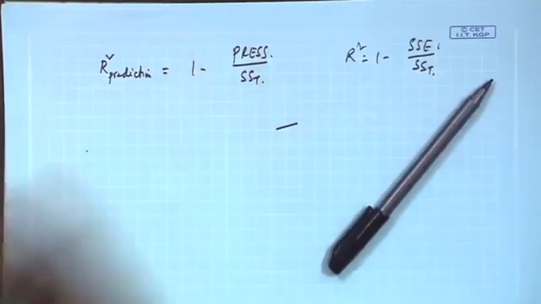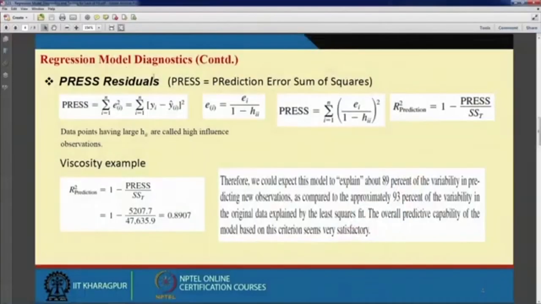Now let us see the example results. So the viscosity example that we have discussed earlier. Here, when we computed R square using R square equal to 1 minus SSR by SST, we got the value 0.93. Now, when we use R square prediction using the PRESS statistic, this R square prediction value is coming 0.89.